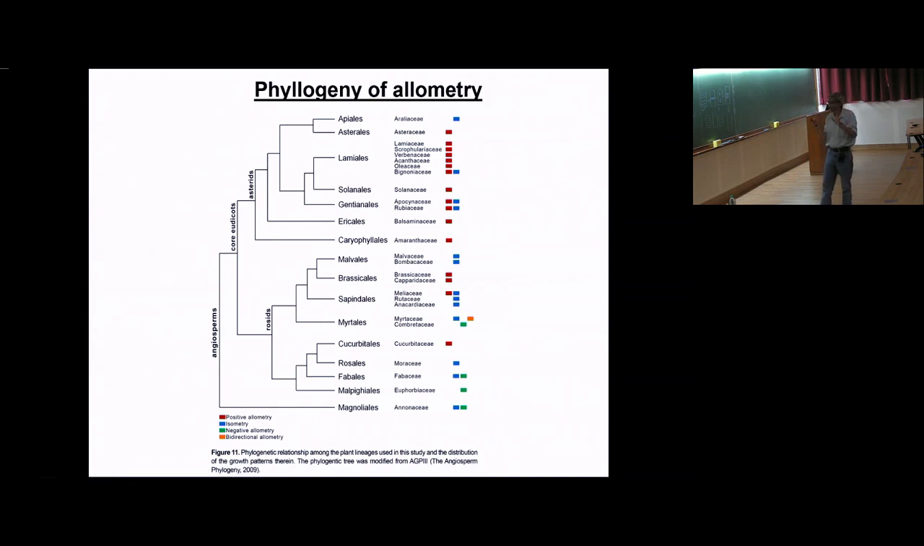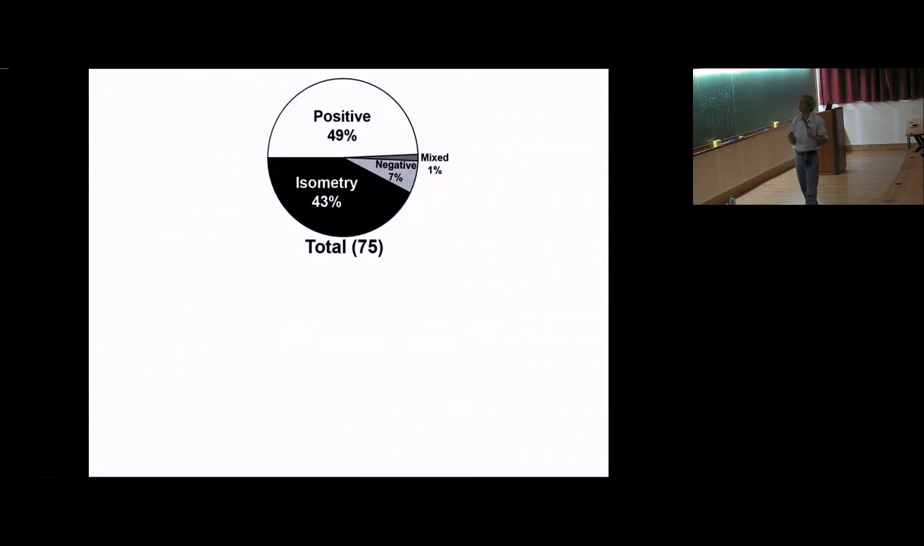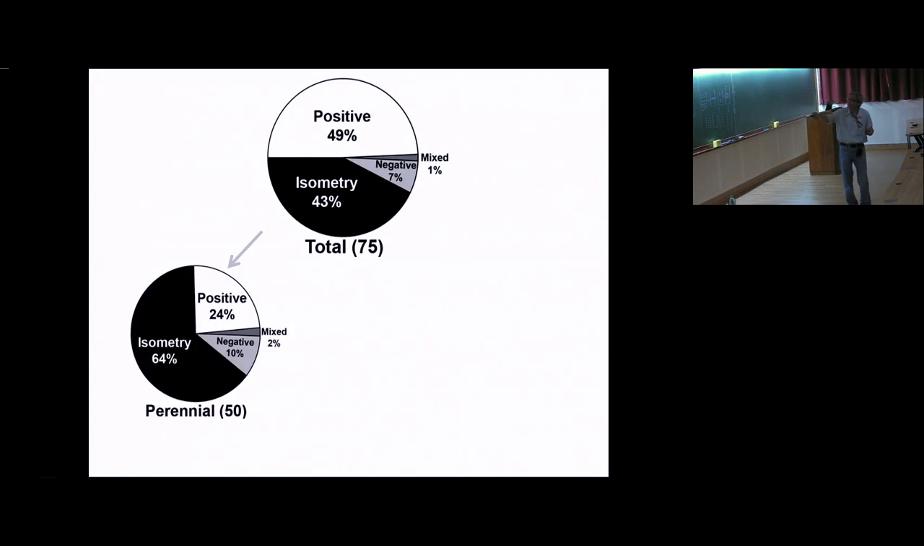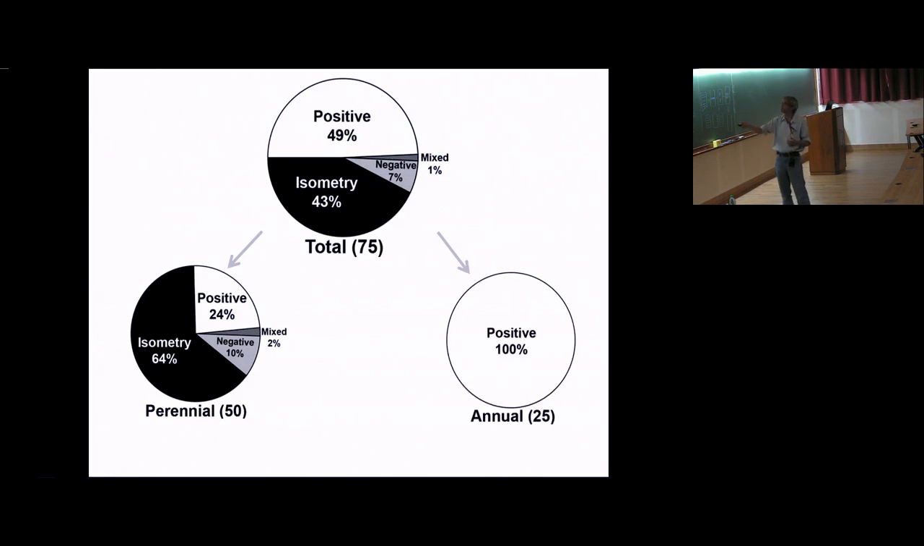But there is another division which is quite interesting. For example, this is the total number of plants and the distribution in terms of their allometry, as I told before. If you take the annuals, separate all the annuals from them, these are the perennials, about 50 perennials here. You see the distribution still stays, about 60% isometry, 25% positive allometry, negative allometry, mixed allometry. But the remaining, which is 25, which is annual, all of them are positive allometry. Okay, this is quite interesting, and I have no explanation for why it is.